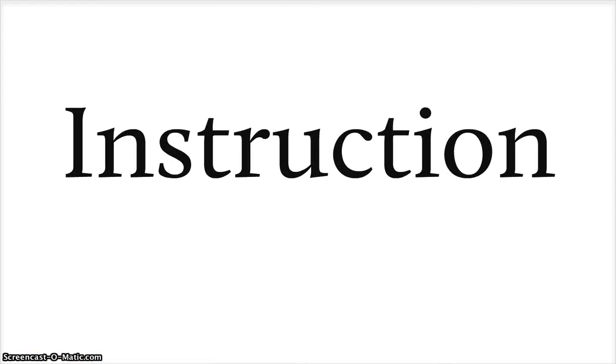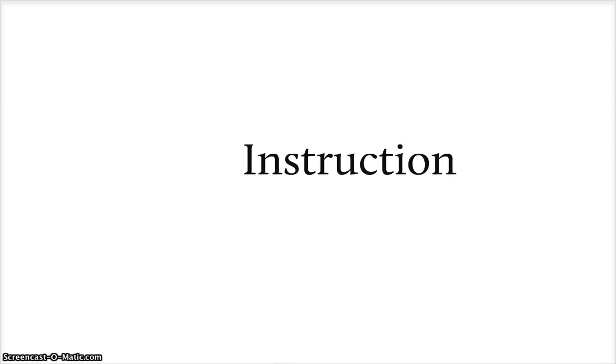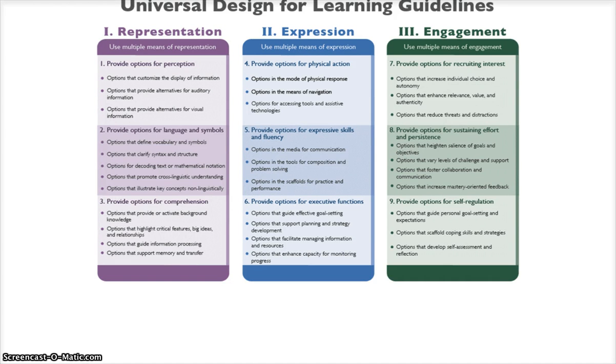But how do we do this for instruction? How do we get this into instruction and make our instruction more accessible for a wider range of individuals? Okay, well, there are several guidelines. And what we're going to do is talk about this little object for a minute. So representation. We use multiple means of representation. So we provide options for perception, how people are sensing, how they're inputting information. So options that customize the display of information. Could be color-coded, could be bold. We could use contrast to help. Could be larger size font.